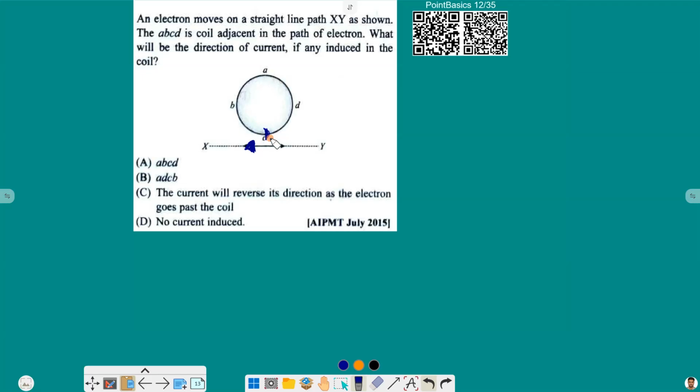So the induced current will be something like this, in the anti-clockwise direction. So it will be A, B, C, D. That will be the right answer here.